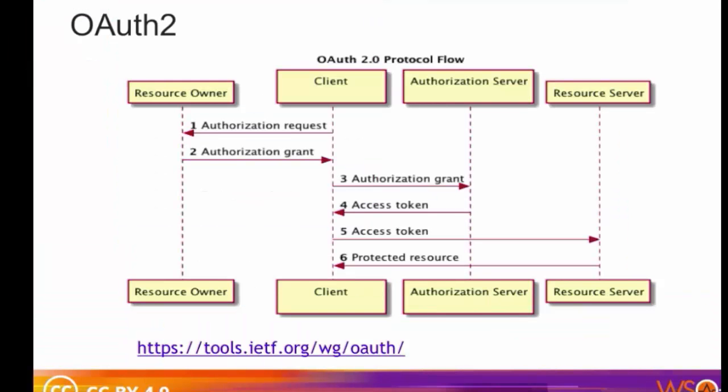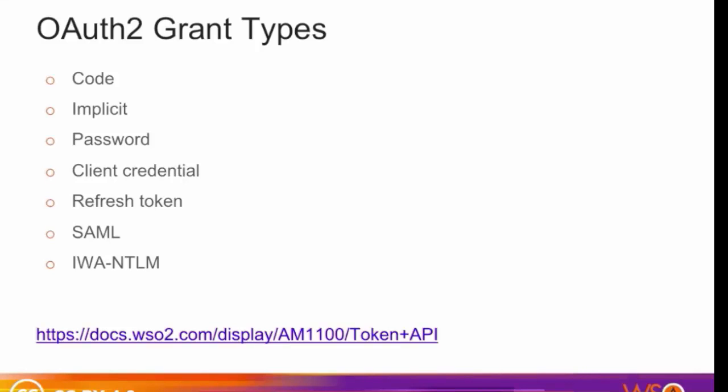OAuth 2 provides several grant types. Code means when you enter the username and password required at the service provider, it will result in a code being generated. This code can be used to obtain the access token. Implicit is similar to the code grant type, but instead of generating a code, this directly provides the access token. Password authenticates the user using the password provided, and the access token is provided. Client credential. This is the grant type for the client key and client secret. If these two items are provided correctly by the service provider, the access token is sent.